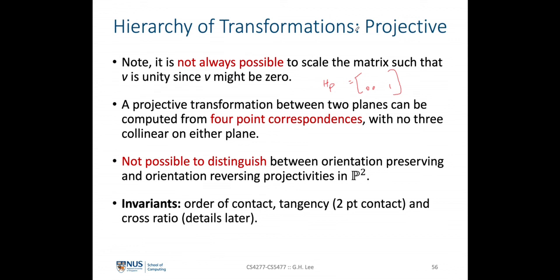And a projective transformation between two planes can be computed from 4-point correspondences with no 3 points collinear on either plane. So we'll look at this in more detail when we talk about the homography estimation in lecture 4.